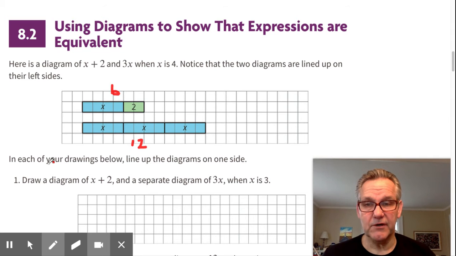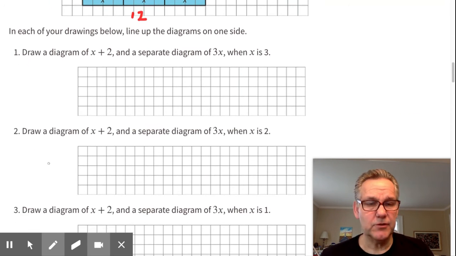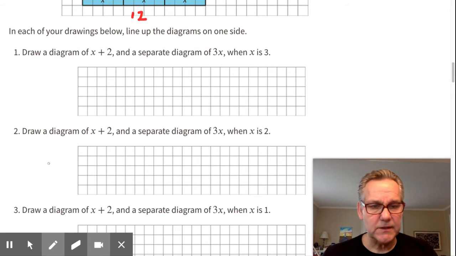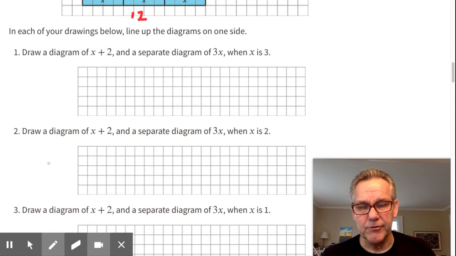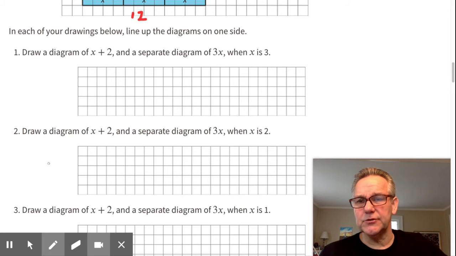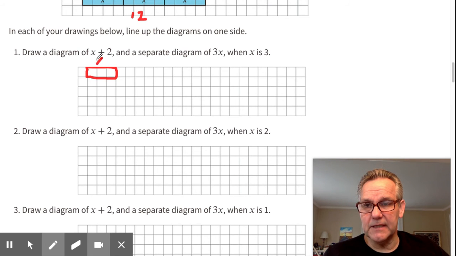Okay, fair enough. In the next section, they're asking us to create a diagram. We're going to do the first one together, and then I'll pause the video again, and you can go ahead and do the rest of them in your math notebook or your remote folder, and then we'll check our work together. So draw a diagram of x plus 2 and a separate diagram of 3x when x is equal to 3. Well, x is going to be equal to 3 this time, so my first diagram, I need an x worth 3, and that's the x, and then I need 2 more. And of course, that's a model of 5.